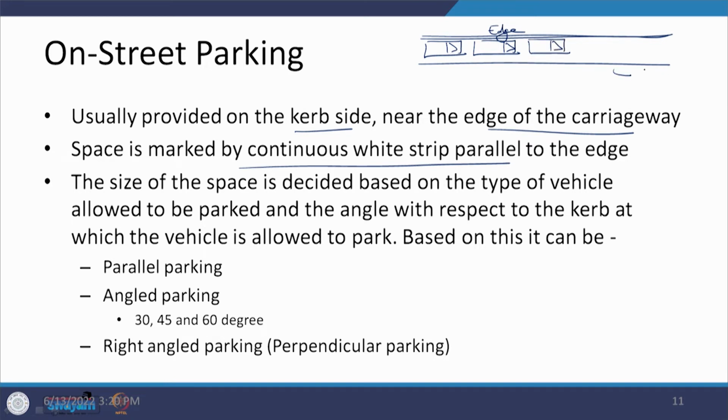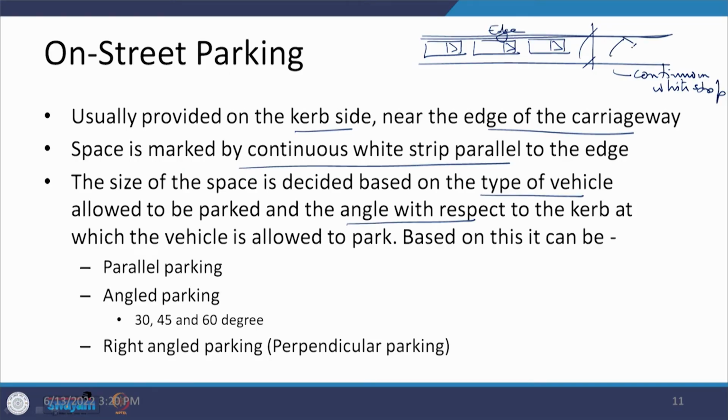So, this is a continuous white strip. Now, this space which is going to be dedicated for the parking of vehicles on the street, this is going to be defined by the type of the vehicle which is allowed to be parked here, the angle with respect to the curb at which it is going to be parked, and of course, we also require to see what is going to be the circulation requirements for these vehicles when they get parked or unparked.